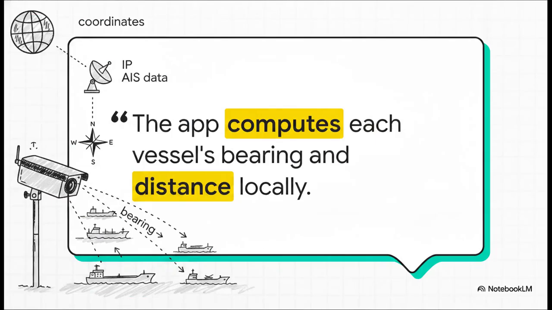But there is a bit of a catch, and this is how the app cleverly solves it. Raw AIS data only broadcasts global coordinates, just latitude and longitude. It doesn't actually tell your camera where to look. So your camera handles all the heavy haversine math locally. It computes the exact bearing and distance of every single ship entirely relative to where your camera is physically mounted.